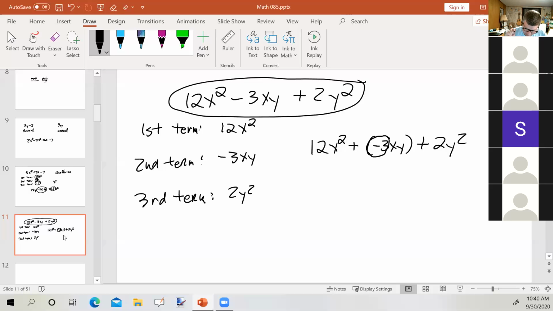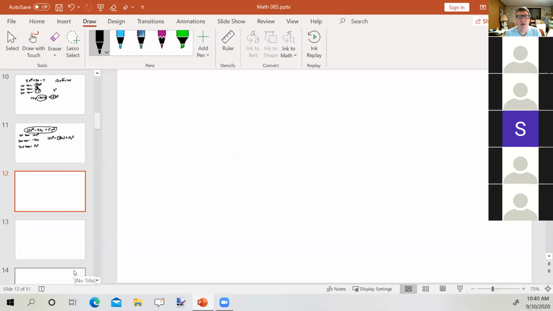Okay. Now, let's talk about the degree of a term. The degree of a term, and we're talking an algebraic term, the degree of a term is the sum of all the exponents on all the variables in the term.